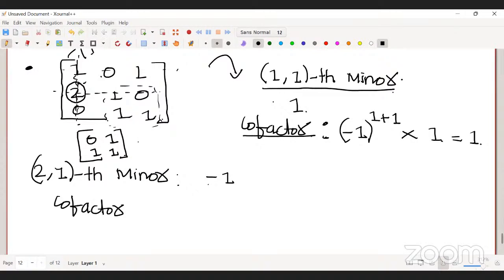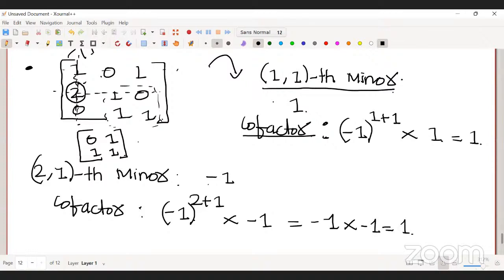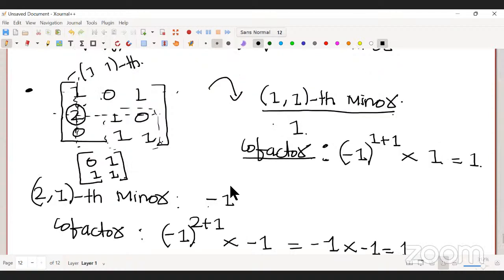It is -1 to the power 2 plus 1 times the minor. The minor is -1. So -1 to the power 3 is -1, and -1 times -1 is plus 1. So the cofactor is 1. Okay. Clear? Yes, sir.